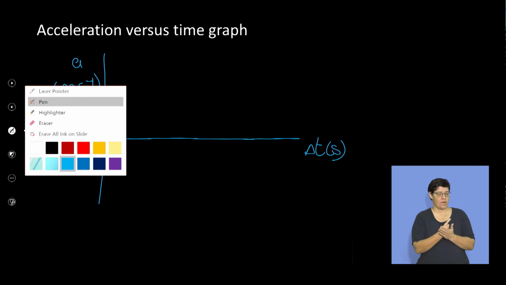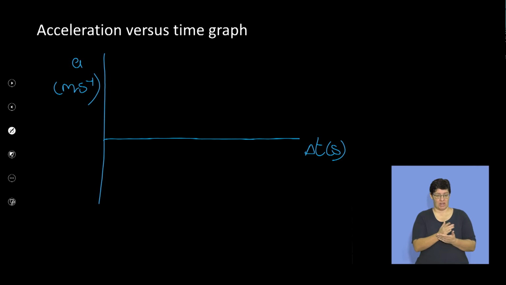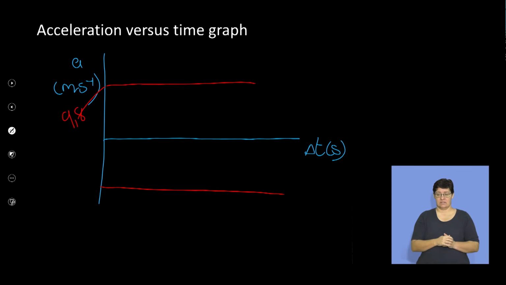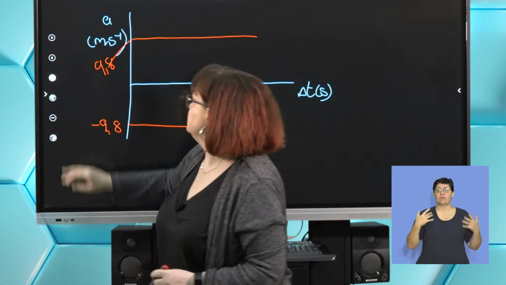If we have down as my positive direction, it's just going to be that, and we know that this value is going to be 9,8. If up is my positive direction, then this is minus 9,8. It's a constant. Makes our lives very, very easy.